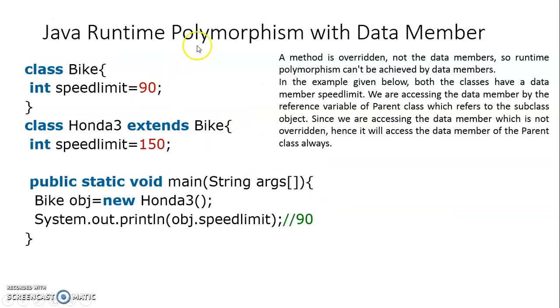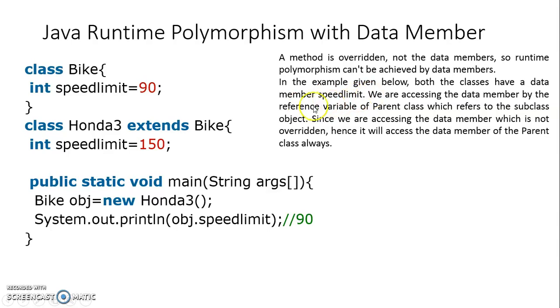Next we will see Java runtime polymorphism with data member. Here there are two classes again, bike and Honda. Here we have used same variable with different value, so 90 and 150. Here a method is overridden, not the data member in Java. In the previous example we have seen the overridden method run, but here data members cannot be overridden. So runtime polymorphism cannot be achieved by data members.